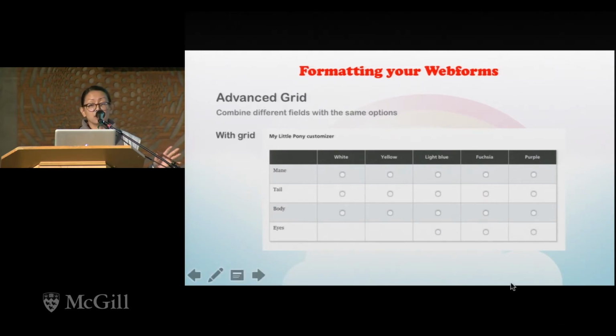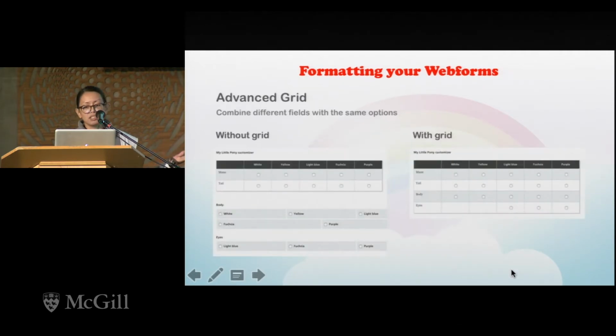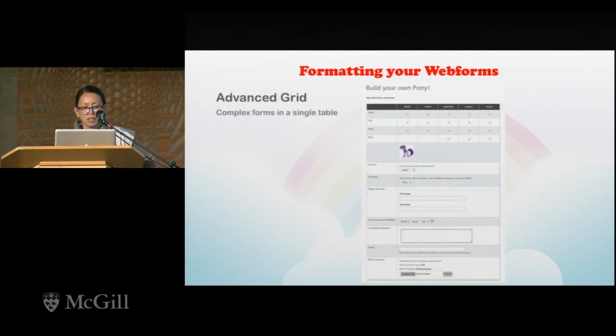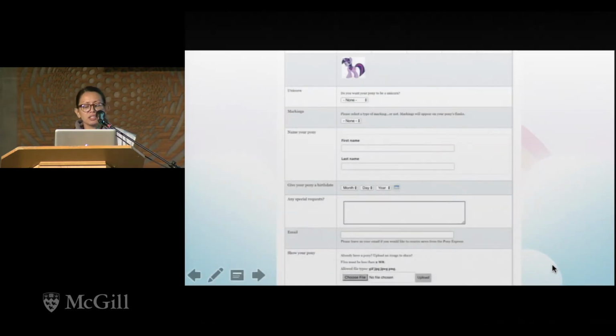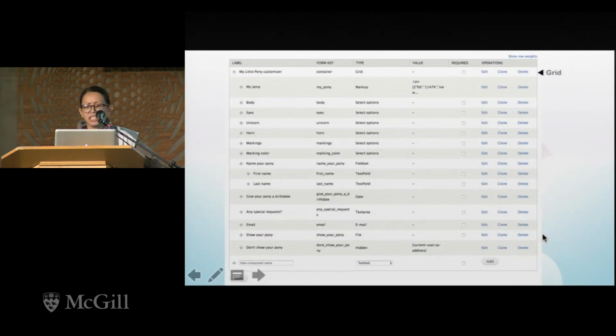Just to show you again what it looks like with or without advanced grid, here's a comparison. Now, because you can nest any component into a grid, you can also use it to format complex forms into a single table. So no more excessive scrolling for your users. Here's a closer look at the entire form. You can see all kinds of components, not just select options, but markup, text fields, email, and even field sets. And here's what it looks like in the admin. You can see at the top, there's the grid, and all the other components are just sitting right underneath it.